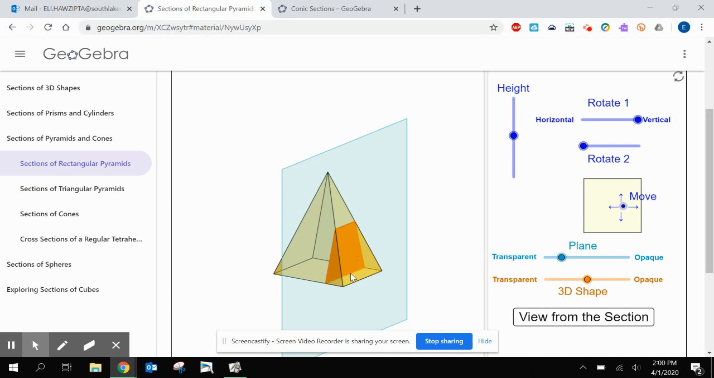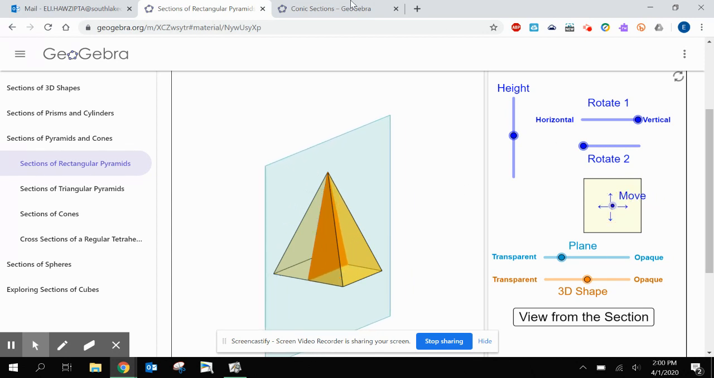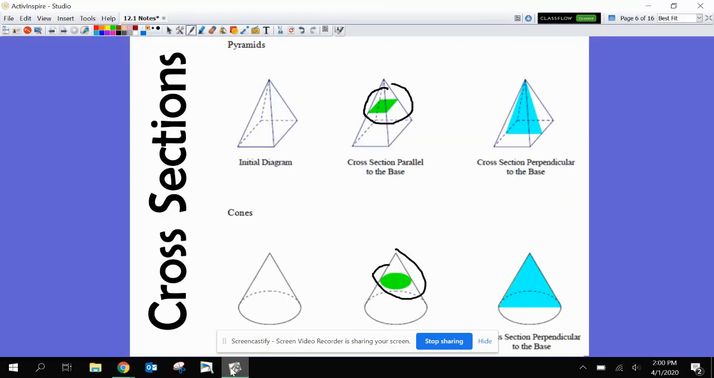And so this would be a trapezoid answer. It's perpendicular to the base, but not through the vertex. Just keep that in mind. I'm just trying to go over the simple things on your notes there. Notice on our notes here that the cross section does go through the vertex. So that's why it's going to give us a triangle there.